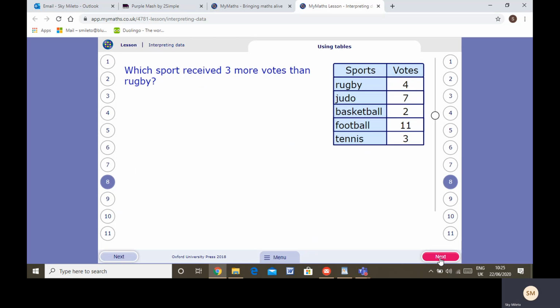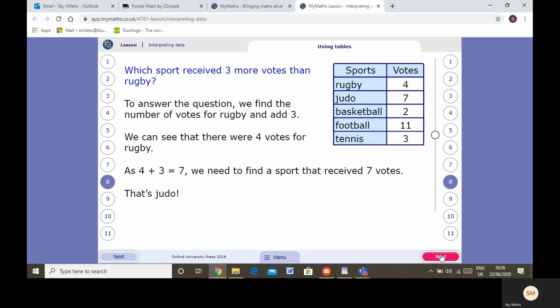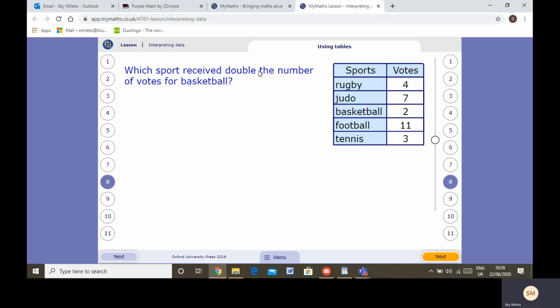Which sport received 3 more votes than rugby? So we can see rugby had 4 votes, so we need to add on 3. So 4, 5, 6, 7. And then we need to look at the sport that had 7 votes, and we can see that is judo. Which sport received double the number of votes than basketball? So we can see that basketball had 2 votes. We know 2 times 2, or 2 doubled, is 4. Which sport had 4? Rugby.